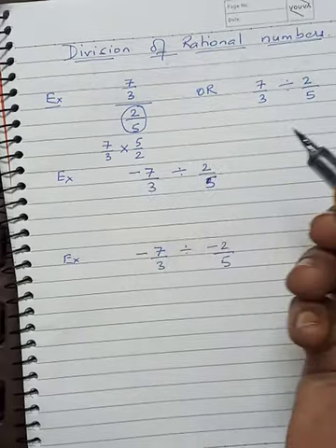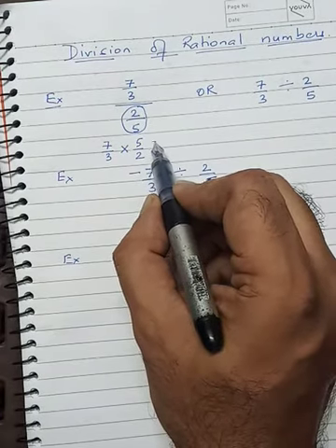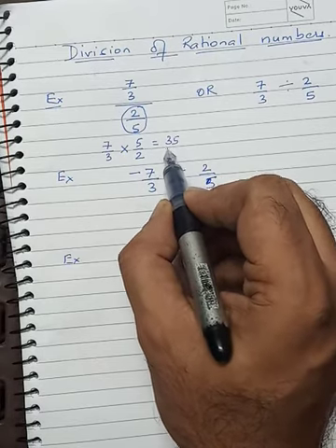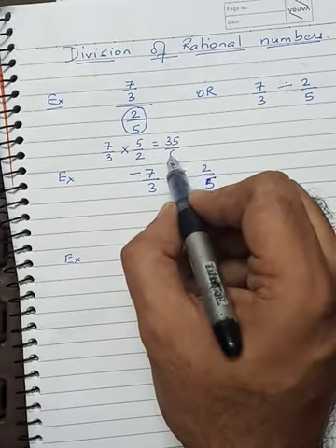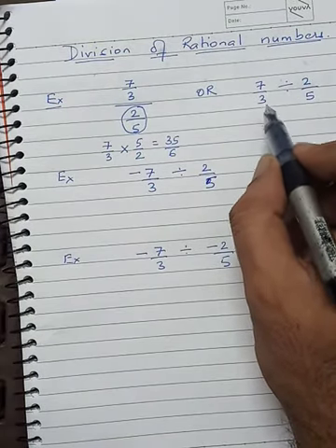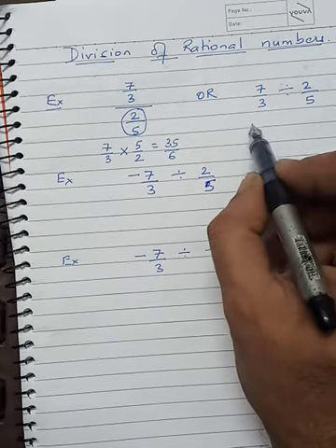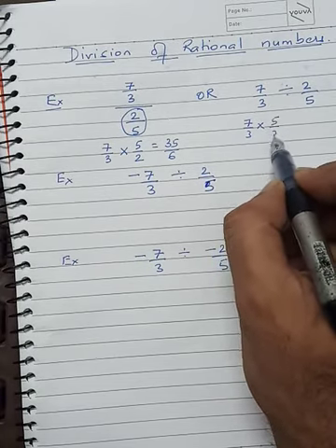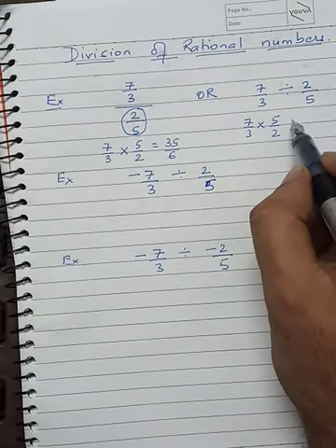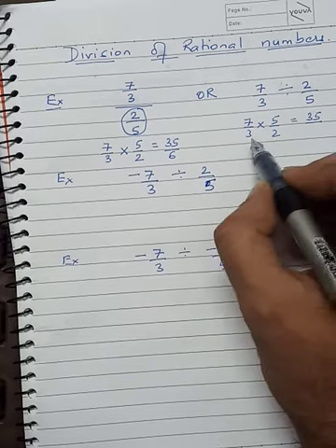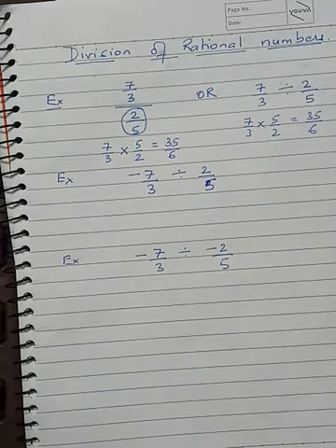The rest is simple multiplication of rational numbers the way we learned it before. 7 5s are 35, 3 2s are 6. That is it. Same thing goes over here. 7 upon 3 divided by 2 upon 5 is equal to 7 upon 3 into 5 upon 2. That is the reciprocal of 2 upon 5. This is equal to 35 upon 6. That is 7 5s are 35, 3 2s are 6. Let's take one more example.